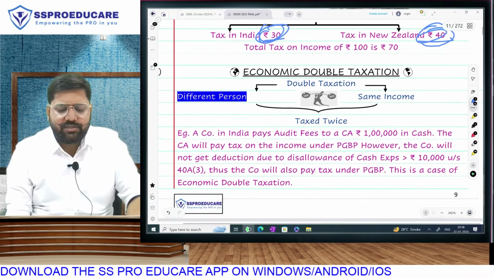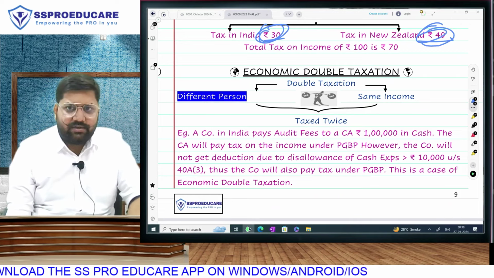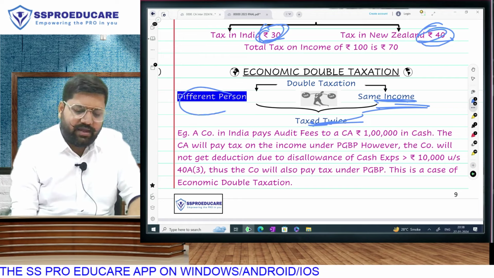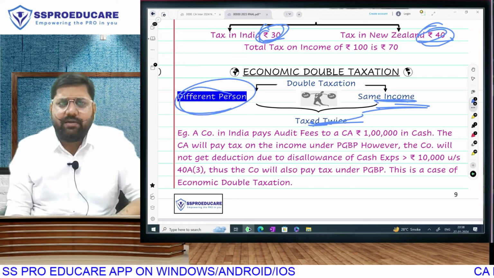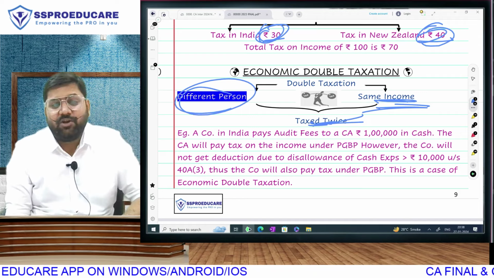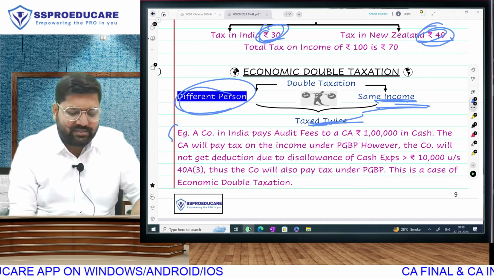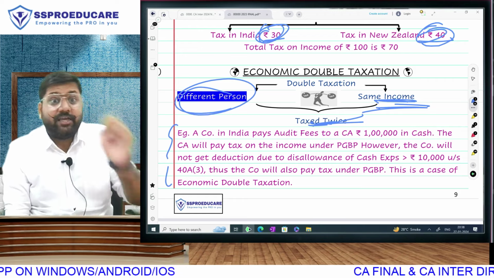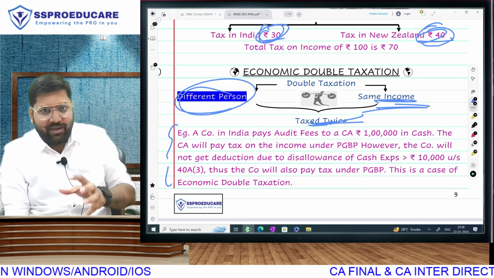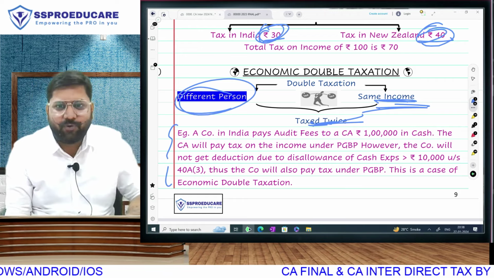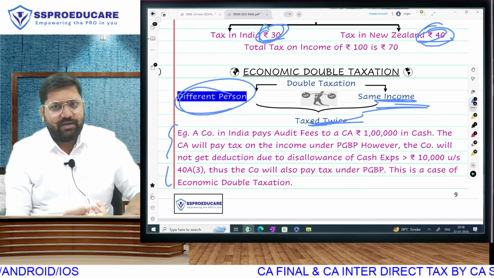Sometimes we also have a concept called economic double taxation, when the same income will be taxed twice, but in the hands of different people. The economic double taxation mainly happens in the nature of punishment. Supposingly, one expense is disallowed because of violation of cash payment rule. But the recipient has to still pay tax. But the payer will not get deduction and still has to pay tax. Same amount will get taxed for both. And that is economic double taxation.